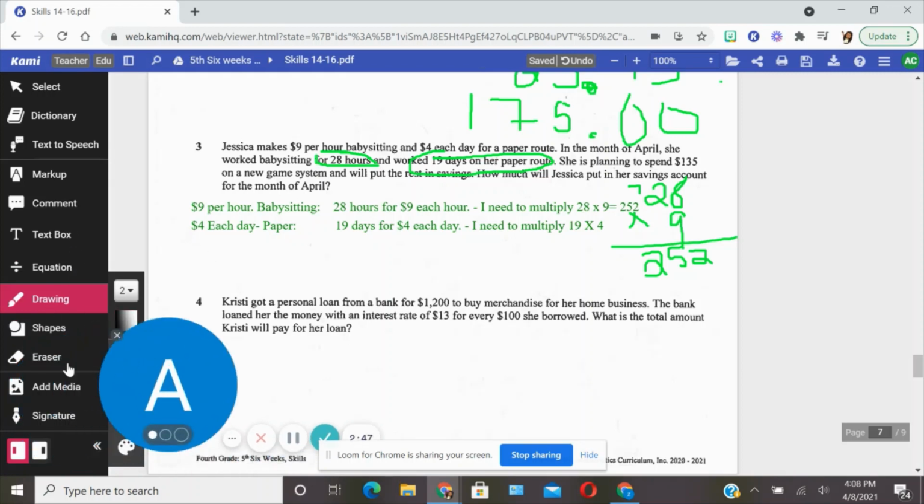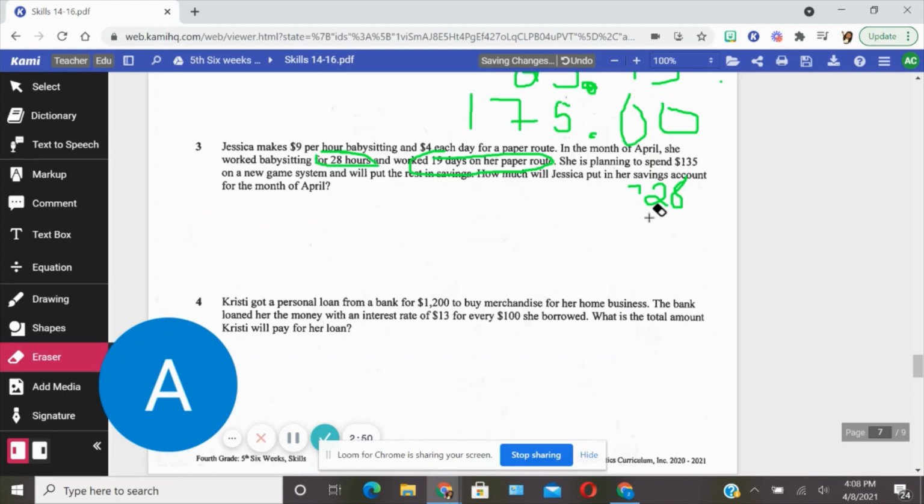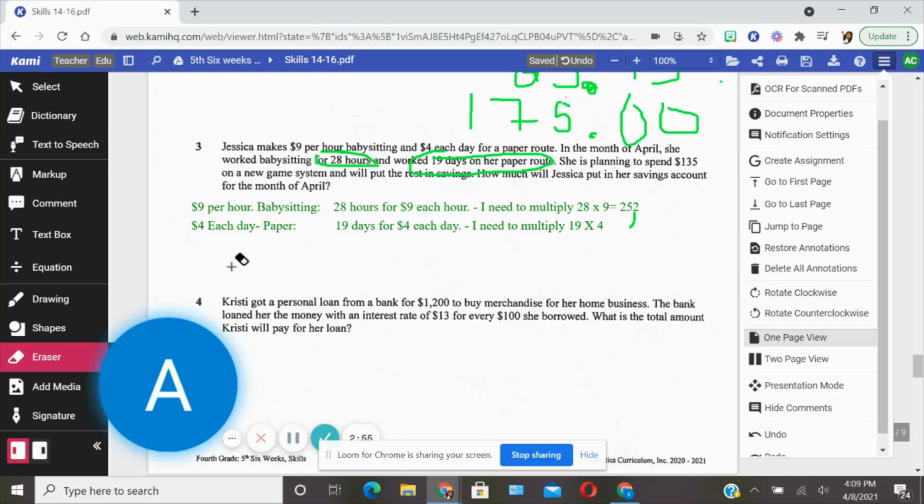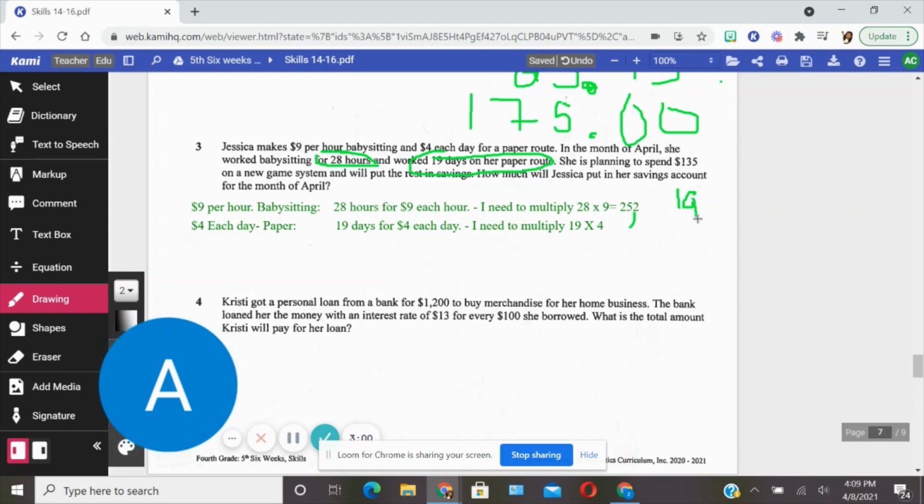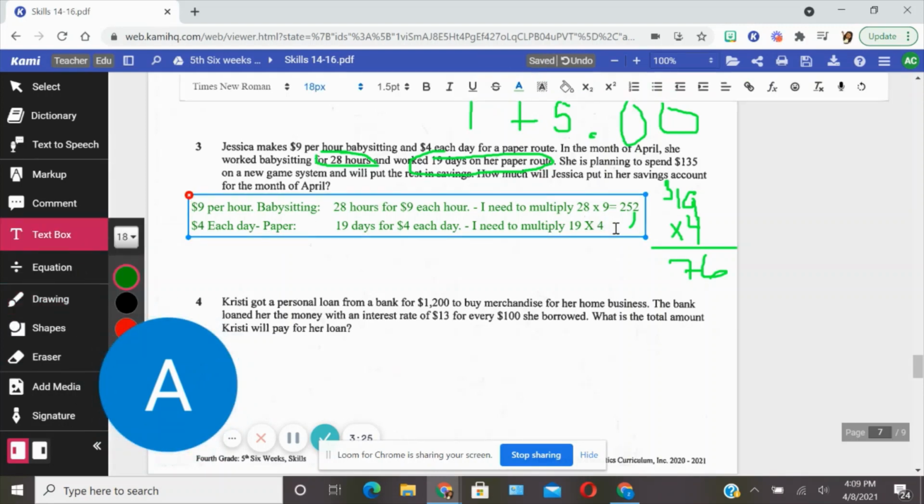Let me go ahead and erase this over here. Oh no. Okay, I fixed it. So now let's go ahead and do 19 times 4. So here doing 19, and multiply that by 4. What is 9 times 4? That's 36. So I have a 6. Carry the 3. 4 times 1 is 4 plus 3 is 7. So she made $76 from the paper.